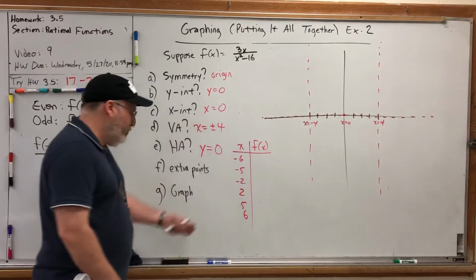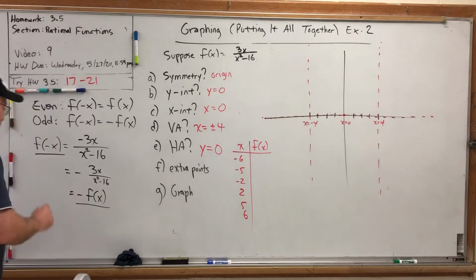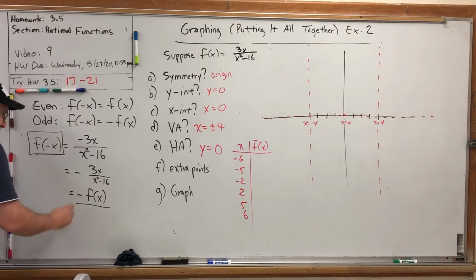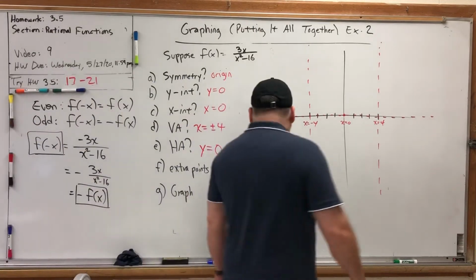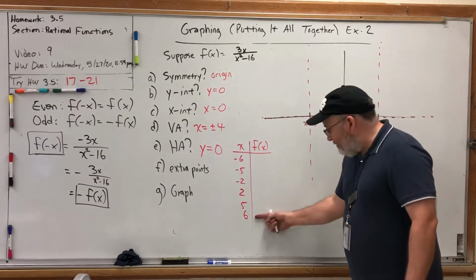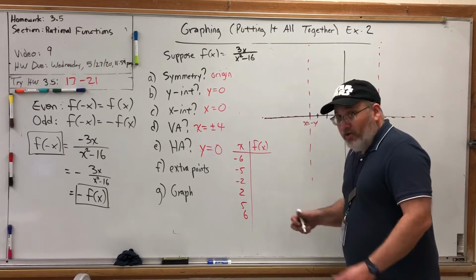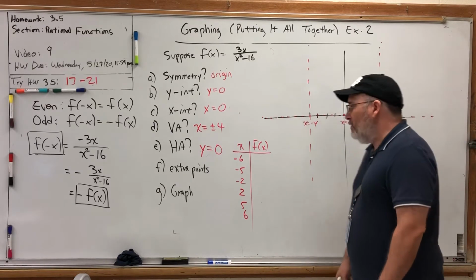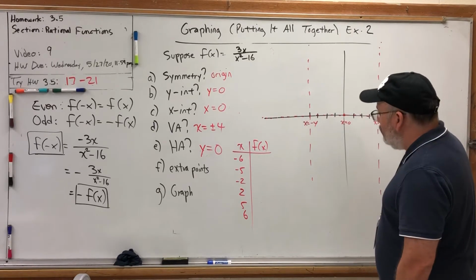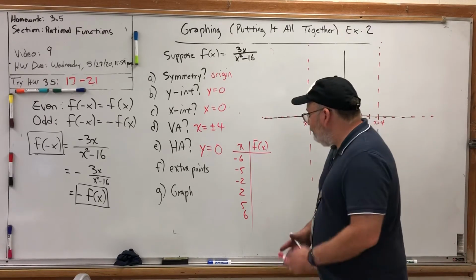Wait a minute, I don't have to do all 6 of these, I can only do 3 of them. Why? Because we know that putting in a negative is the opposite of putting in a positive. In other words, whatever we get here will be the opposite of what we get there, and here, and here. So I really only have to do half of these if I take advantage of the fact that it's an odd function. So which of these do I want to use? Let's do the positives, starting with 2.